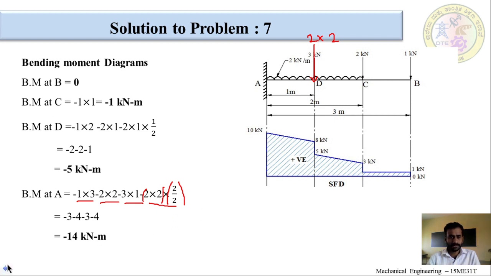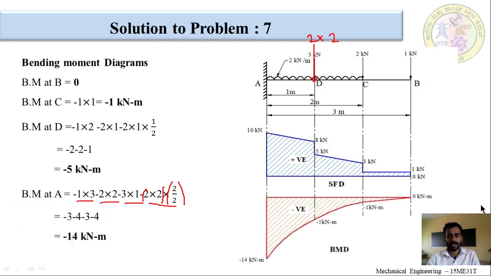Okay. Now, by considering all the values, we can draw a bending moment diagram like this. Draw a 0 line, and the bending moment at B is 0, so mark 0 here. Then the bending moment at C is minus 1 kilonewton meter. It is a negative sign, so it falls below the line. The point is marked below the line, that is minus 1 kilonewton meter. What is the bending moment at D? It is minus 5 kilonewton meters. Now, the bending moment at E is minus 14 kilonewton meters.